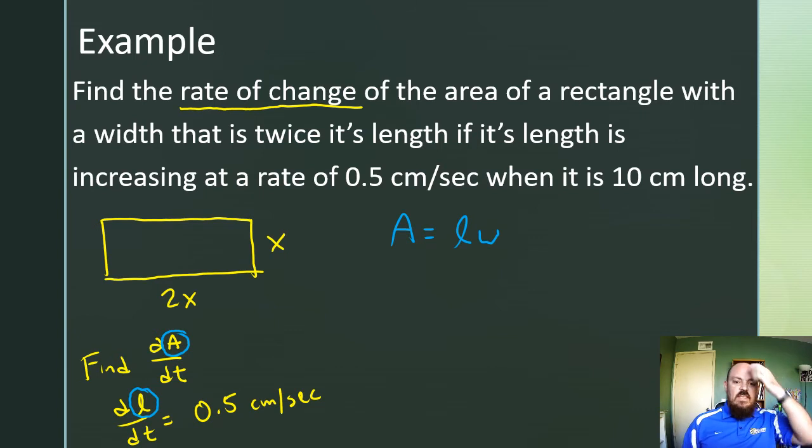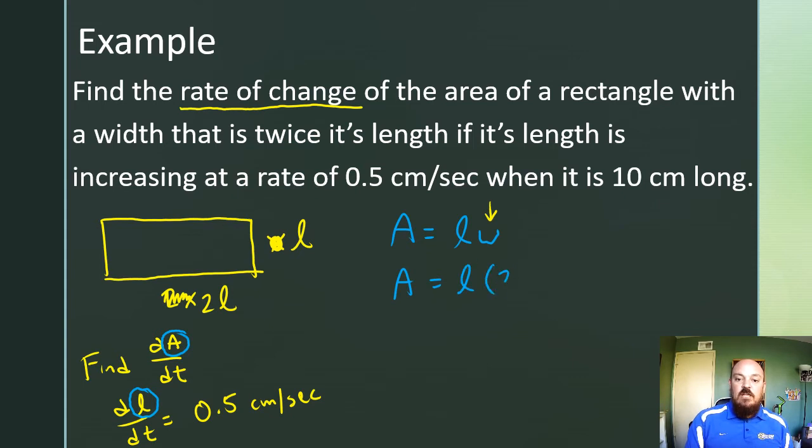This is what I was talking about. So let me change one thing in my picture. Since I'm using L in my question, let's call the length L. And if the width is twice the length, then the width is 2L. And that's how you're going to eliminate W. You're going to substitute 2L right here, because the width is twice the length. So what I have for my equation now is A equals L times 2L, or basically A equals 2L squared. And now I have exactly what I wanted the whole time.